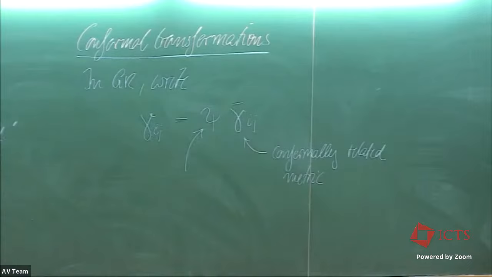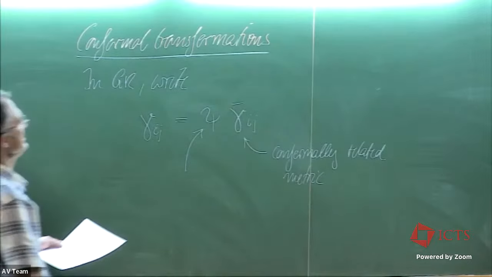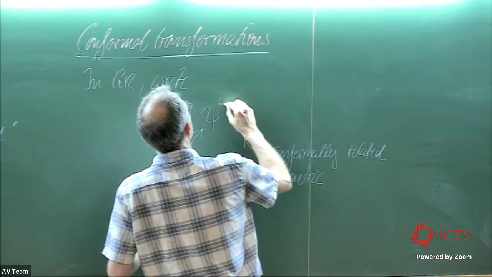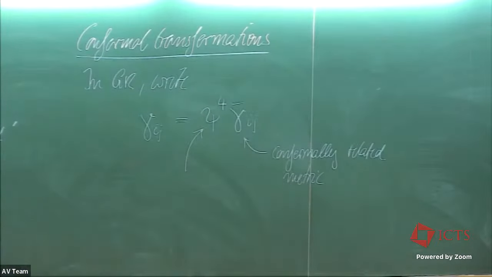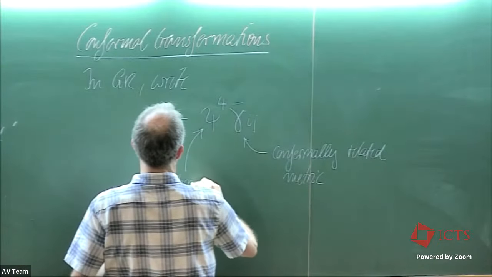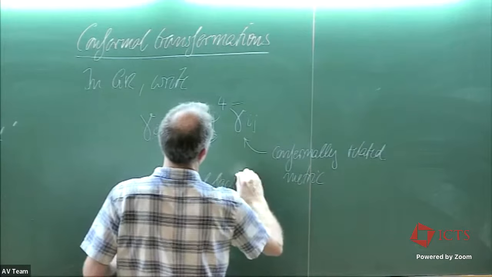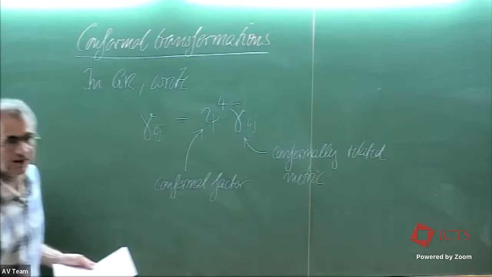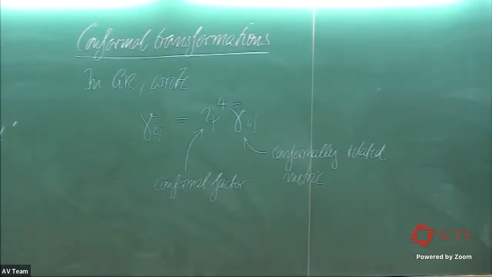But actually, for convenience, just because later on our expressions will become easier, we will not multiply with the factor itself. Instead, we will multiply with psi to the fourth, okay? And so again, this psi is the conformal factor. Actually, you've already seen examples of this conformal factor in the tutorials, for the Schwarzschild metric, right? So we've seen those factors.